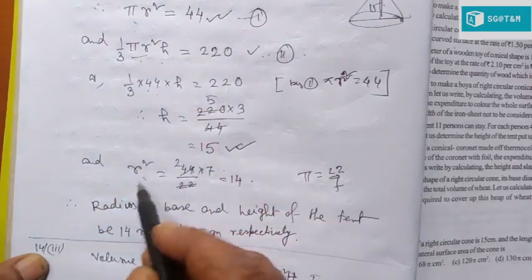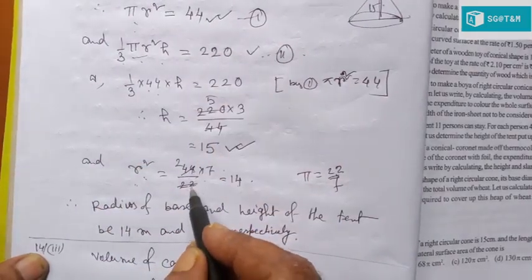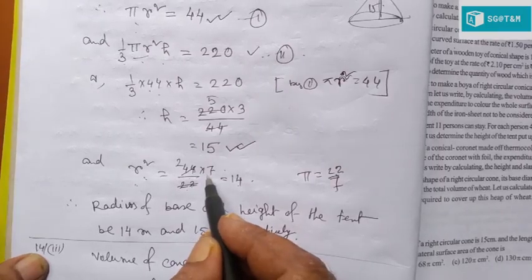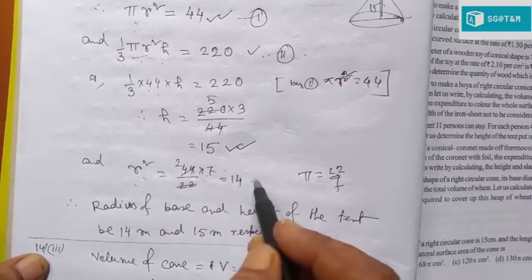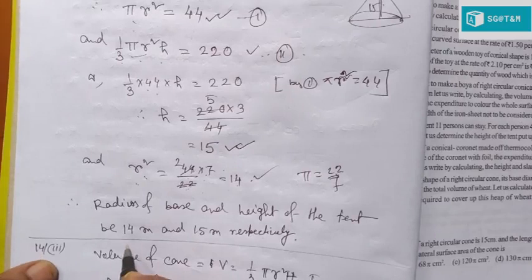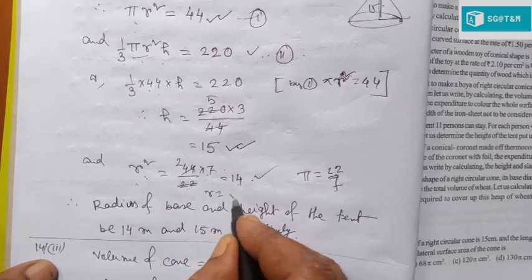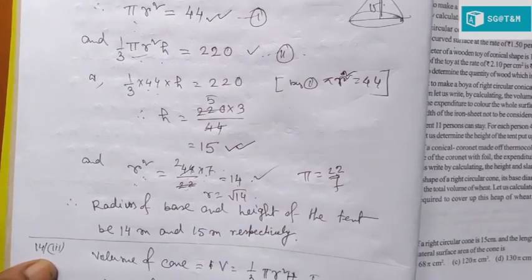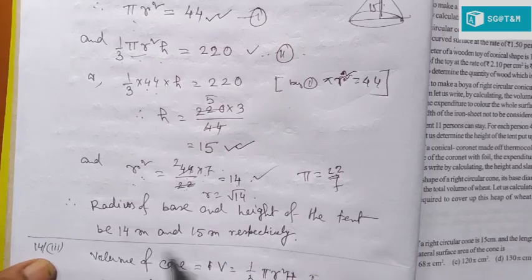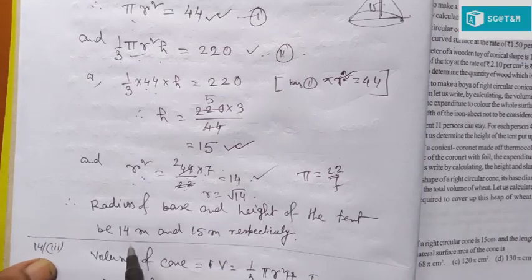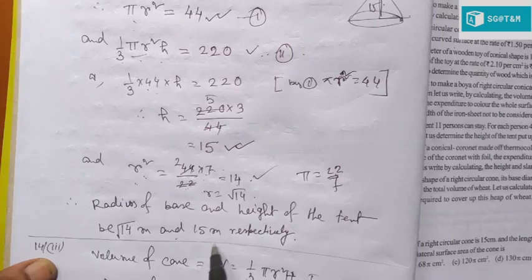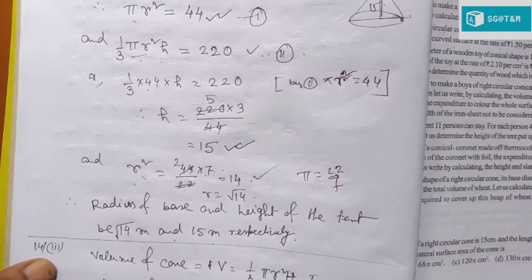Pi r square is equal to 44. R square is equal to 44 by 22 into 7, and that is 14. So r is equal to root 14. Radius of base and height of the tent is root 14 meter and 15 meter respectively.